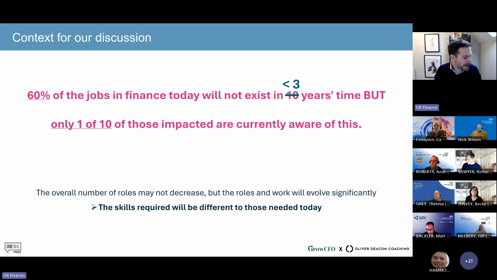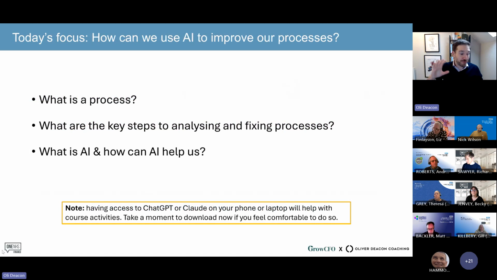So what we're going to think about today is processes. How can we improve our processes using AI? We're going to talk about why we care about processes so much, but also how we can use AI to improve them. We're going to talk about what a process is, what the steps are to analyzing whether or not a process is any good, and how AI can help us to do that.